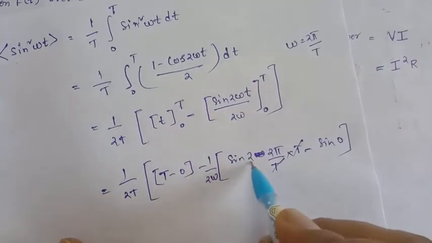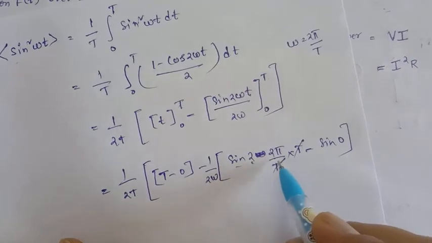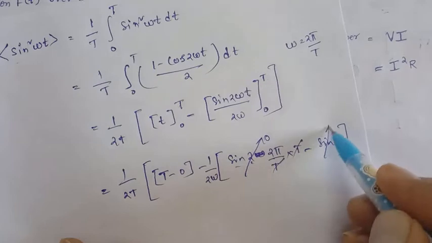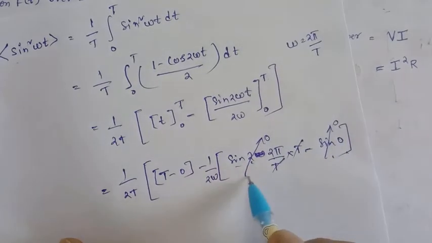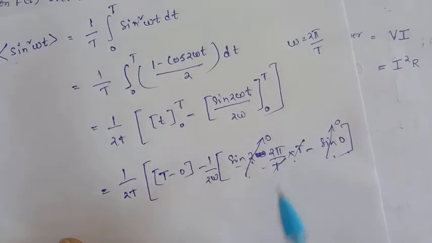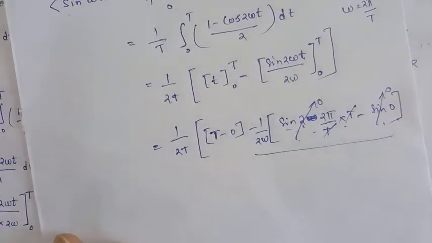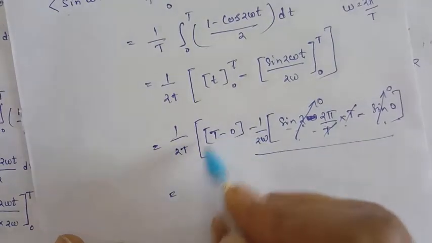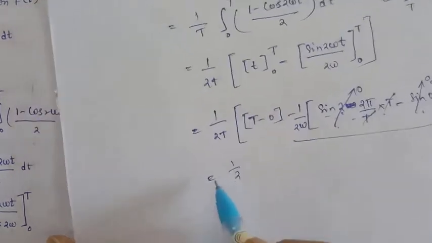T gets cancelled. Sine 4 pi. Sine n pi is already 0, so automatically this term goes to 0. Sine 0 is 0. Sine n pi, that means sine 4 pi, is also 0. Automatically this total term goes to 0. 1 by T, T minus 0 means T. So T gets cancelled. What is the value we are getting?